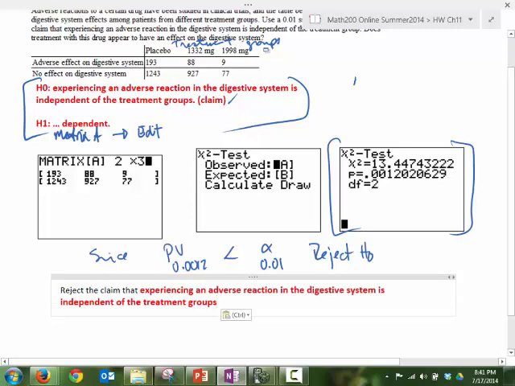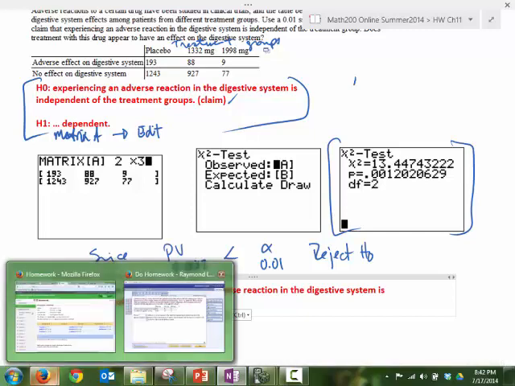So experiencing an adverse reaction in the digestive system is independent of the treatment groups. So I guess what they say here is that it doesn't matter. Oh, we're going to reject that claim. So it looks like it does matter a little bit as to what treatment group you're in, that you're going to have an effect or not have an effect.